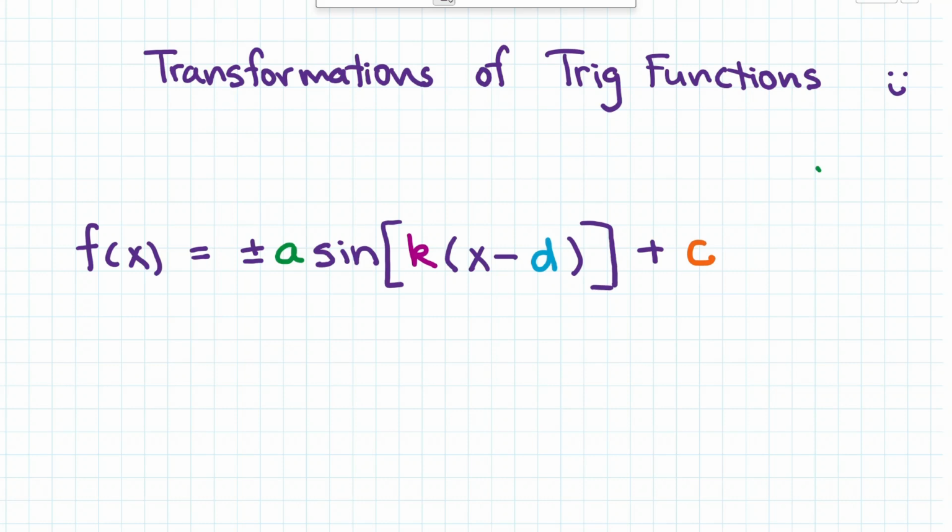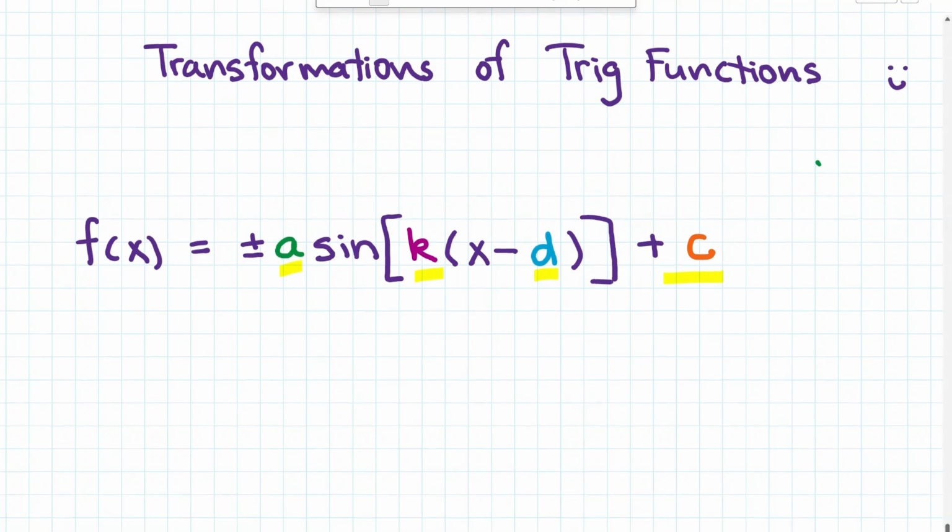So I'm going to go through what each of these letters mean over here in our transformation, and then after that I'm going to discuss how we can apply these to graph a trigonometric function as we go through a step-by-step example. So let's dive into the meanings of all of these things here.